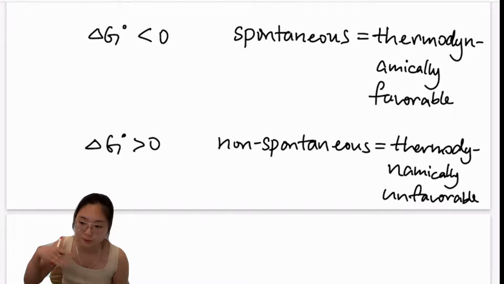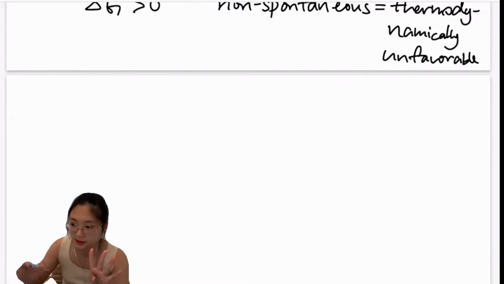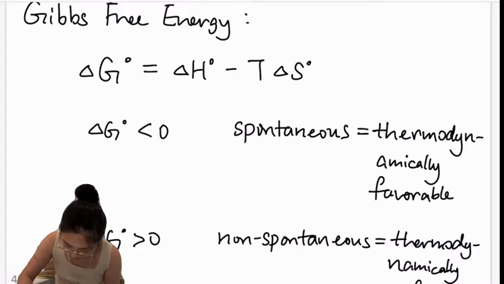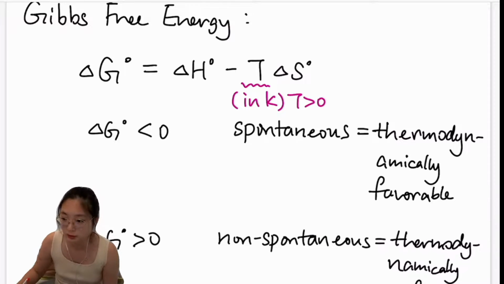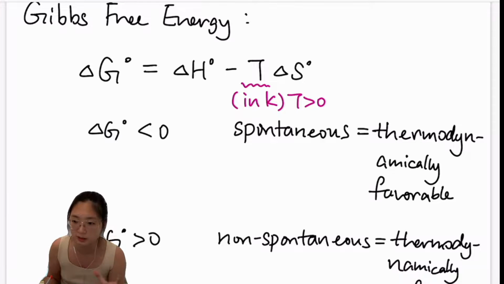Okay, and there are 4 different types when it comes to delta G, because you are combining delta H and delta S. And remember that for this formula, T is always measured in Kelvin, which means T will always be greater than 0. When T is equal to 0, we call that absolute 0, 0 Kelvin, which means at that temperature, all the particles, even the electrons, stop moving. They don't even vibrate. It's actually an impossible state. It's impossible to reach that state.